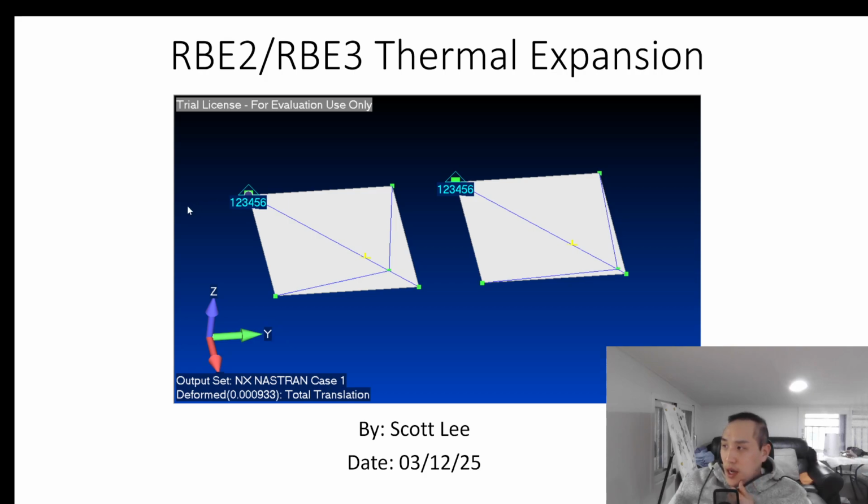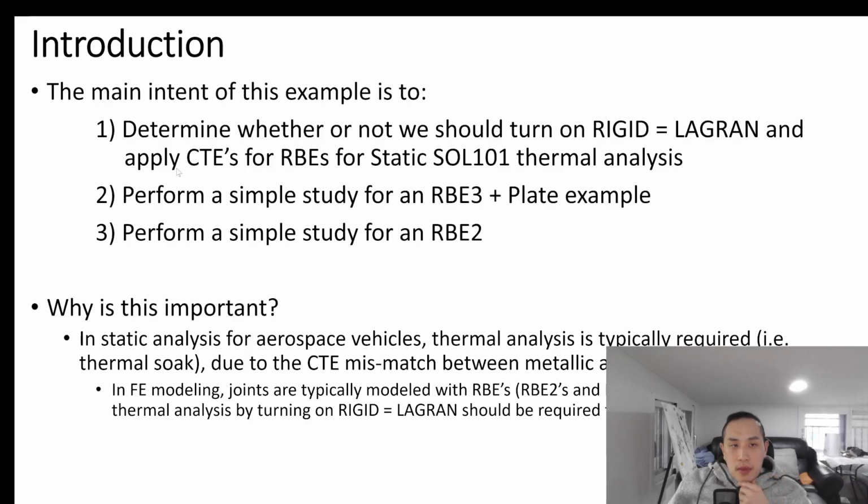In this presentation, I wanted to go over the concept of thermal expansion, specifically for RBE2s and RBE3s, and how to run thermal analysis appropriately whenever you have RBE2s and RBE3s defined within your FEM. So the main intent of this example is to determine whether or not we should turn on rigid equals Lagrange and apply CTEs for RBEs for static solution 101 thermal analysis.